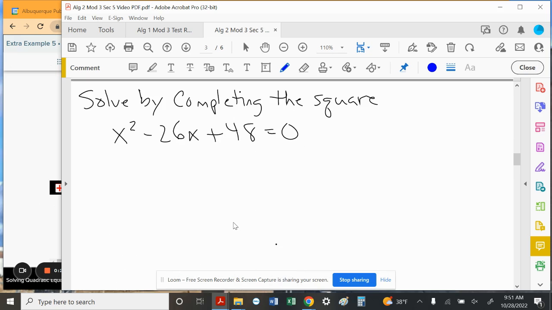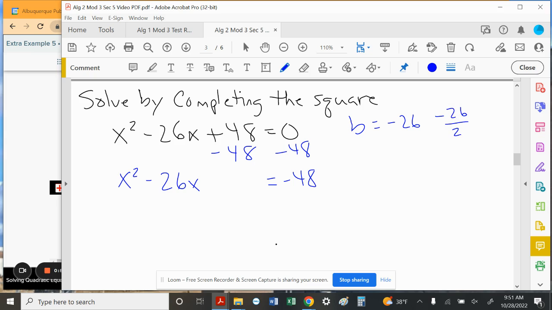First step is to clear out the values on the left side. So all we have left is x squared minus 26x equals negative 48. And then we're going to go through those steps that we did in the last part. So we're going to look at our b. Notice our b is equal to negative 26. So we're going to cut that in half. So negative 26 over 2, which is negative 13.